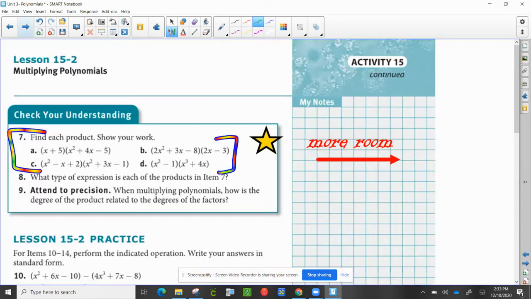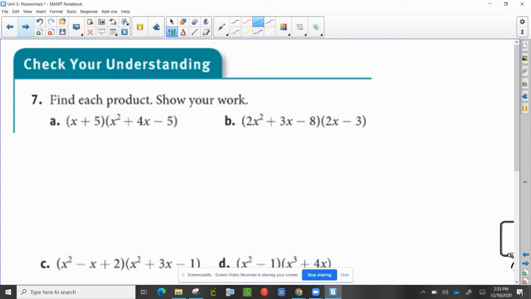So let's go to the examples on the next page. This is check your understanding, 7, A, B, C, and D. I'm going to go through a couple of these problems on the next page. I just need a little bit more room than what your book gave us. So let's look at this problem. In A, I have a binomial, 2 terms, times a trinomial, something with 3 terms. Like I just explained, we're just going to distribute one thing at a time.